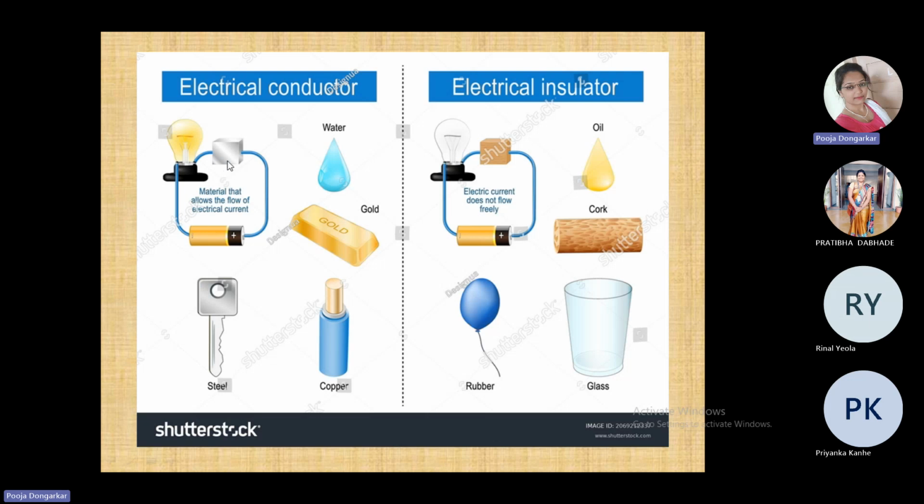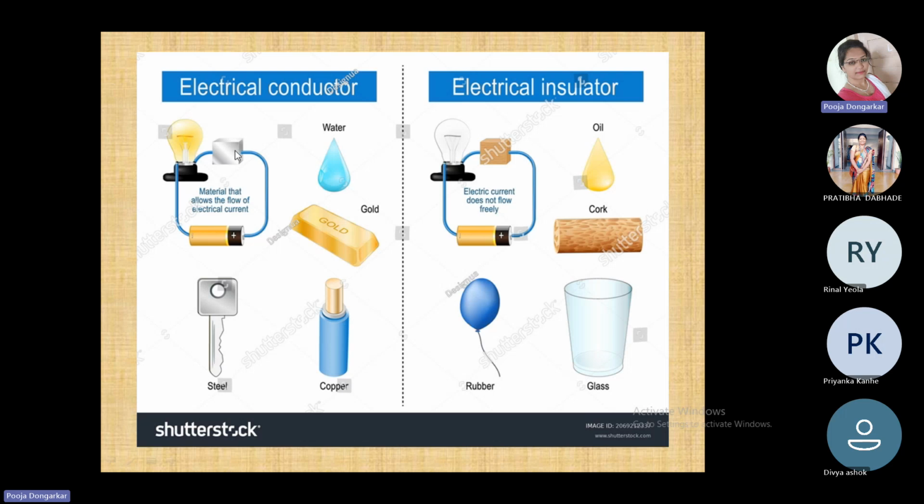You see, when we attach some metallic substance in the circuit, current flows and the bulb glows. We use gold, and water is also a conductor of electricity, and copper wire we usually use in the wire. When we use a wooden stick in the supply, no bulb glows. There is no electric current flowing freely. Oil also not, rubber also not, and glass also not.